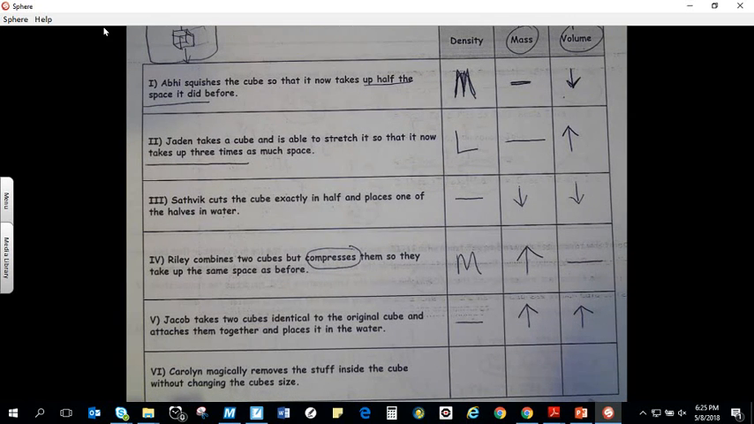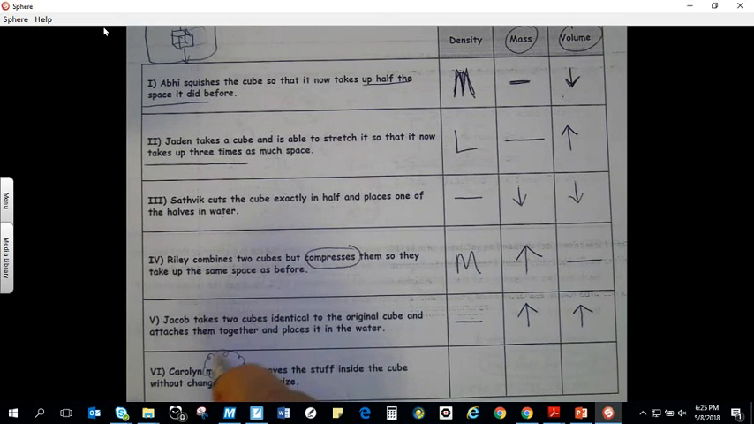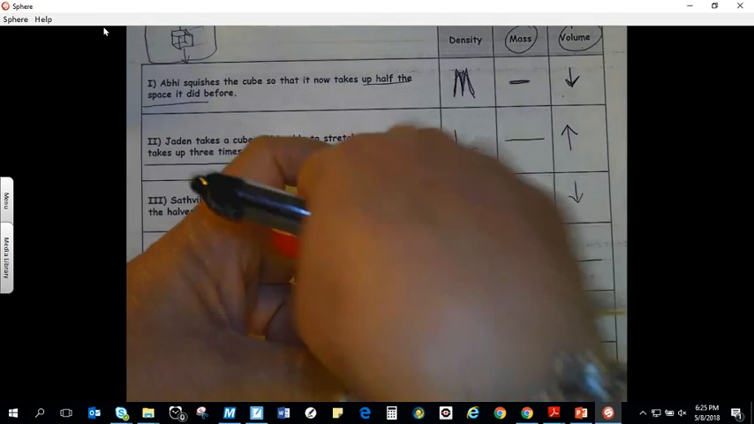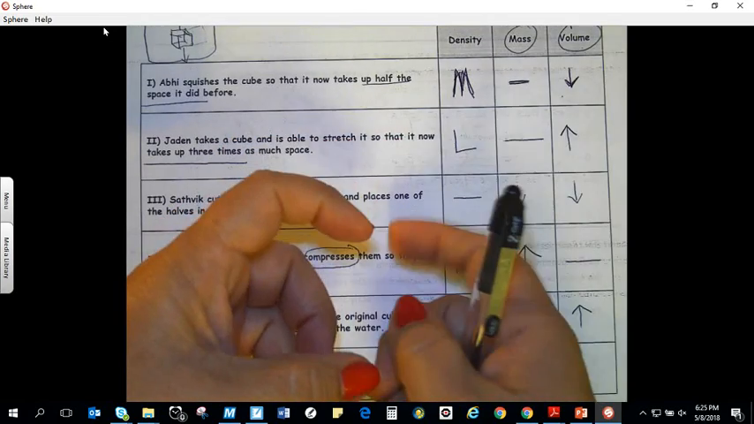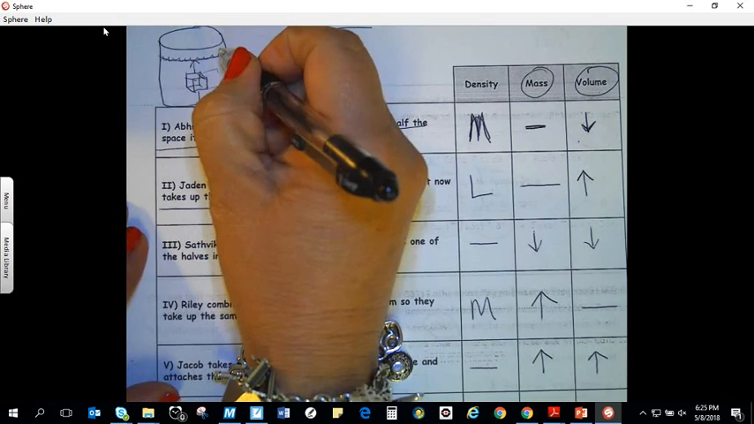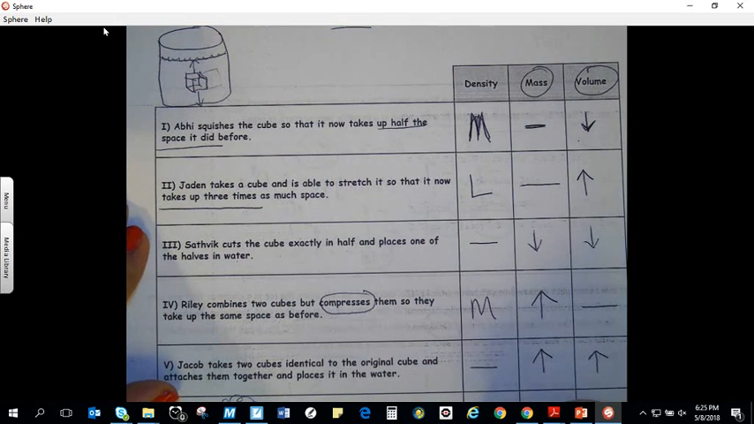Caroline magically removes the stuff inside. That'll be interesting, but you hear the word magically. So somehow, some way, she removes the stuff inside the cube without changing the cube size. So she took the stuff out, leaving the size of the cube. She was able to remove all of this inside. The size stays the same. Now it's less dense.